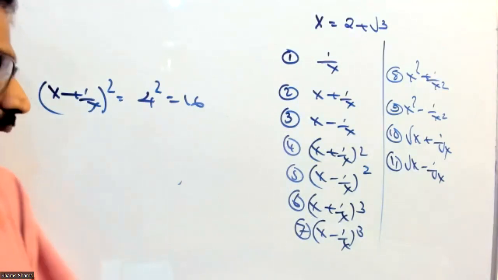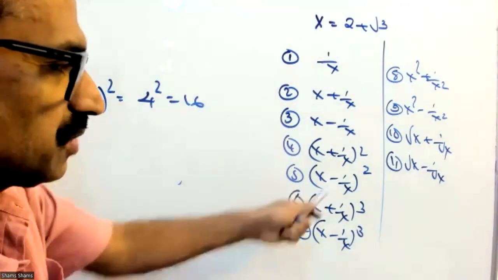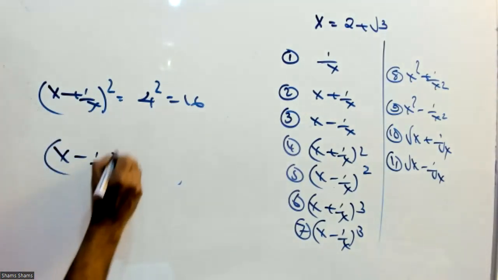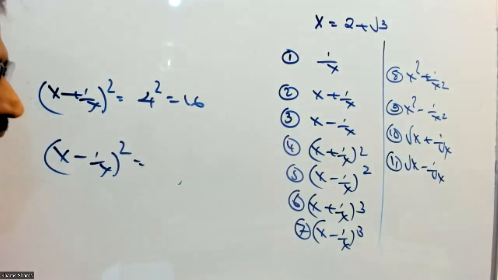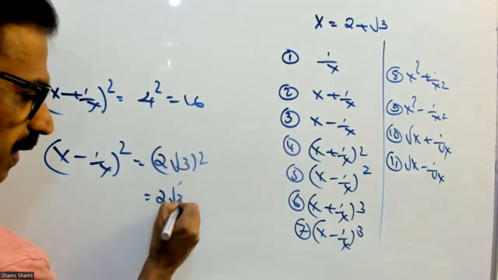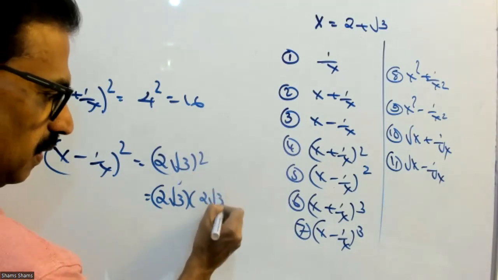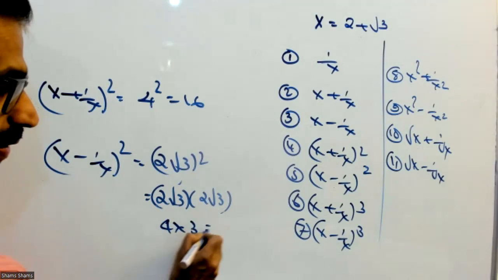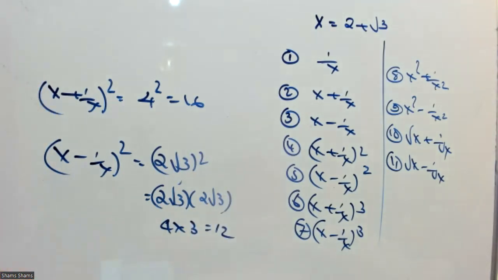Then next one, x minus 1 by x whole square, right? What do you got for x minus 1 by x? 2 root 3, whole square. That means 2 root 3 into 2 root 3. 2 into 2, 4. Root 3 into root 3, 3. Answer what? 12. 2 root 3 square means 2 root 3 into 2 root 3. First multiply 2 into 2, 4. Root 3 into root 3, 3. 4 into 3, 12.